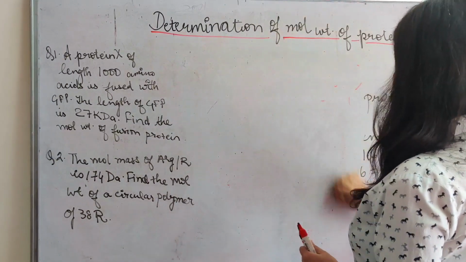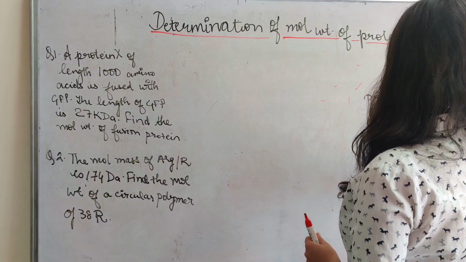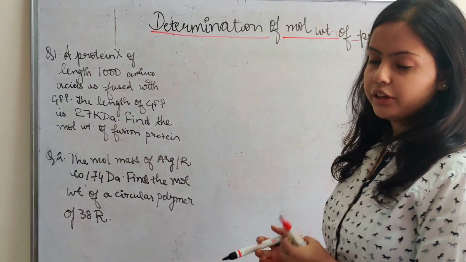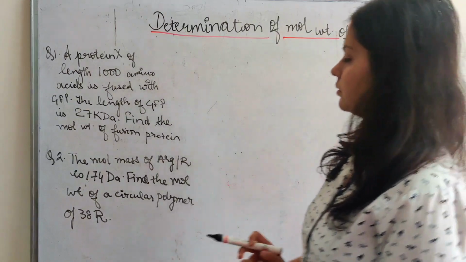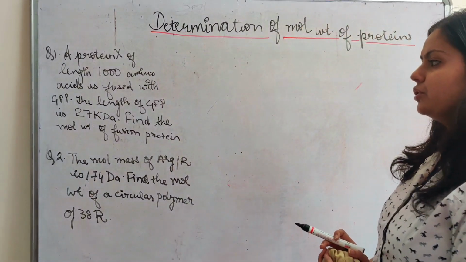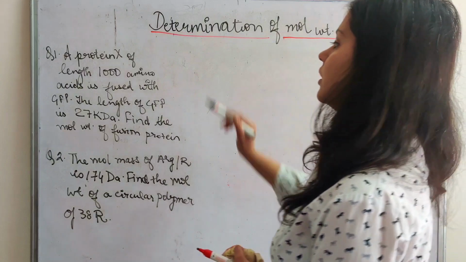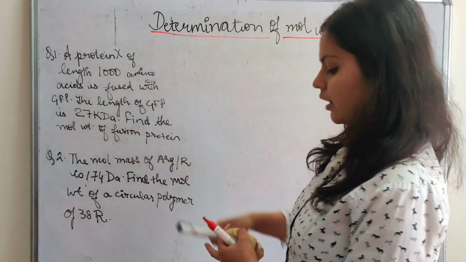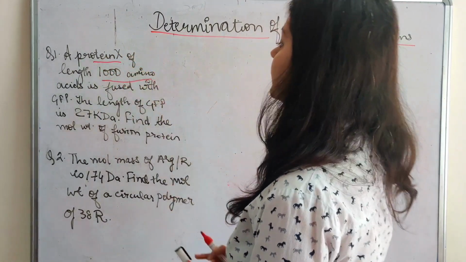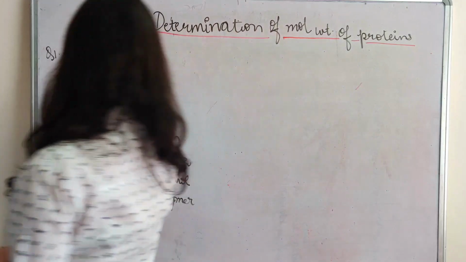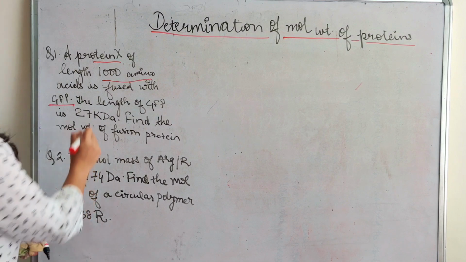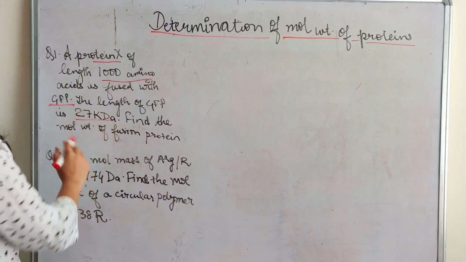Now we will move on with some questions so that we understand the concept really well. These are questions which are found on Pathfinder as well, and there are many more questions you can find and try. So we'll do these two questions as examples. A protein X of length 1000 amino acids is fused with GFP. GFP is green fluorescent protein. The size of GFP is 27 kilodalton. Find the molecular weight of the fusion protein.